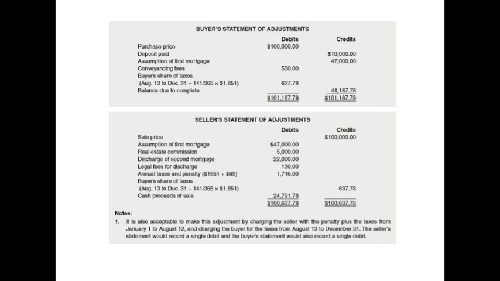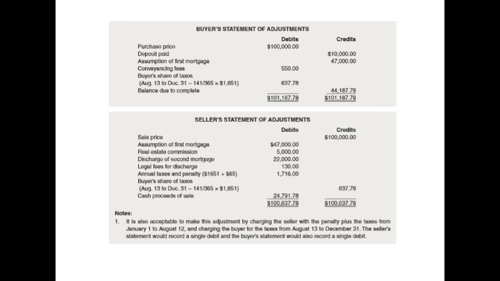Then we go to the seller's statement of adjustments. The sale price is in the happy column, the credits, so that is $100,000. Now we've got a bunch of negatives, a bunch of frownies. Assumption of the first mortgage in the debit column left, $47,000. Real estate commission, $5,000. Discharge of second mortgage, $22,000. Legal fees for discharge, $130.